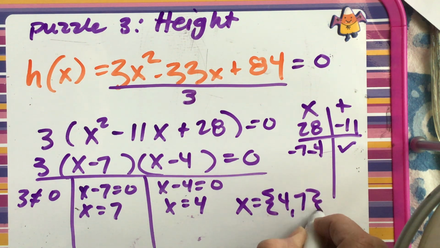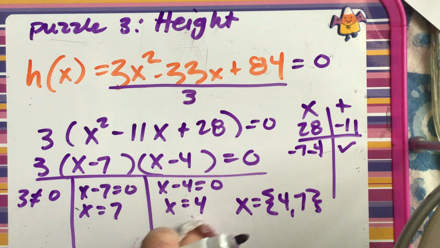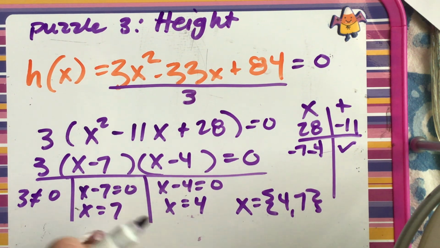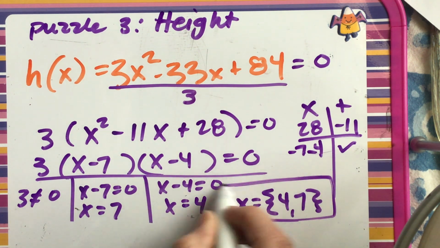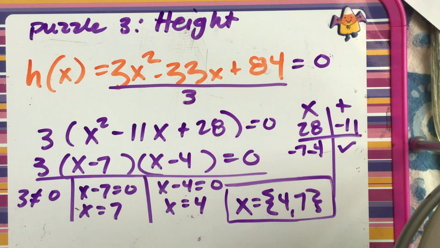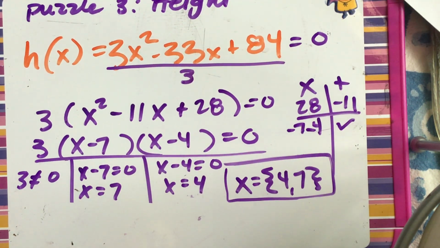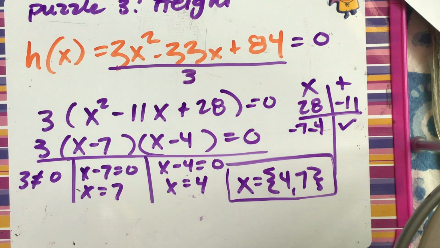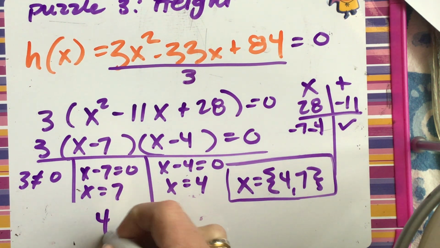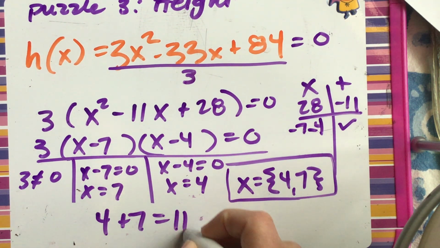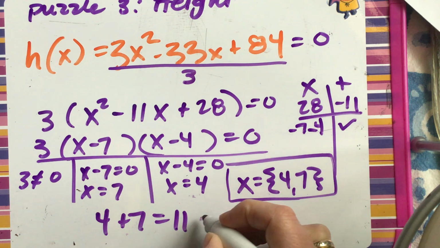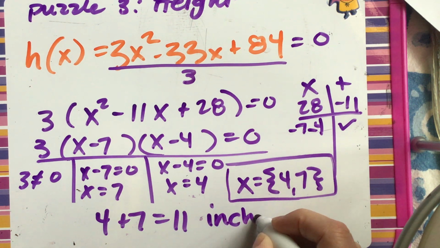Okay. Now, what the question was asking. So again, here is our solution set. The question originally was asking, when you add these roots together, the solution together, you're going to end up with the inches. So really all I have to do is 4 plus 7 equals 11. And that's the answer. So it's 11 inches.